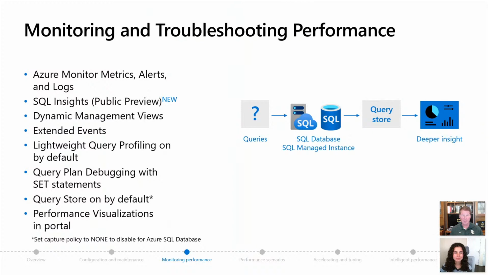Now, lightweight query profiling, a very useful feature of SQL Server that's in Azure SQL, a lot of people don't really know about, on by default.